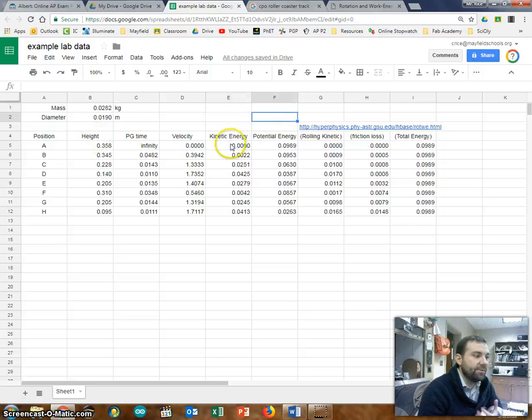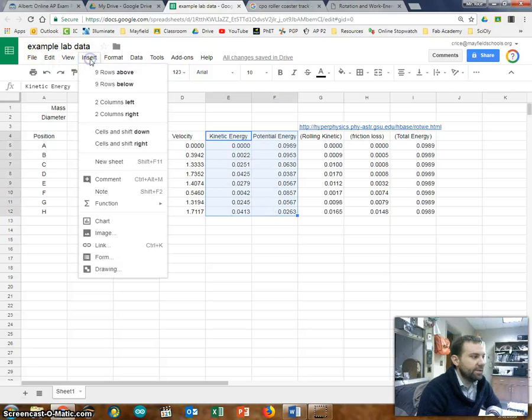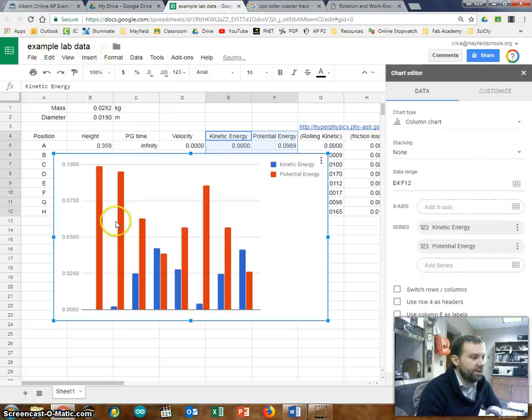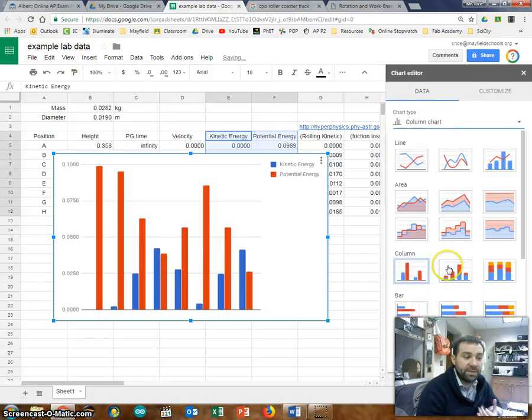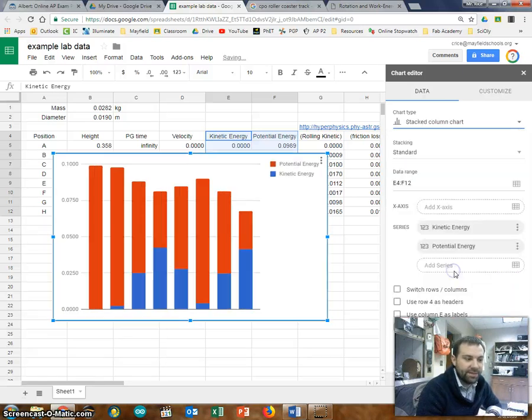To make a graph, what I really want to make is kinetic and potential energy. So I'm going to select these and say insert a chart. And I want to be very specific about what kind of chart to make. I want this stacked column chart, but not the 100% stacked column. I want this stacked column. So now I do this. You can see it tells me that I have potential and kinetic. I've highlighted those when I selected my series.